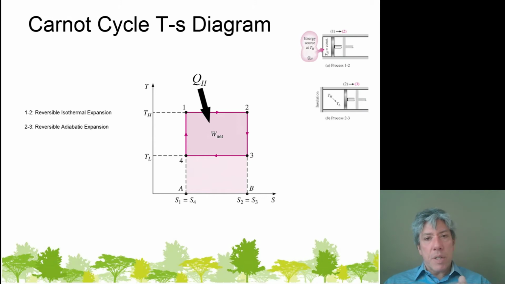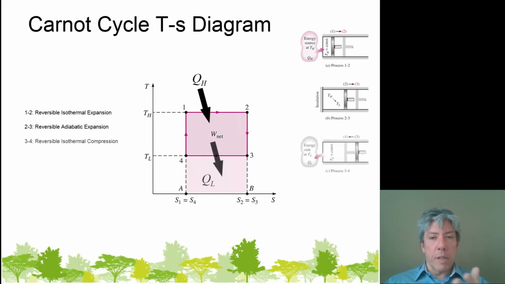So from state 2 to state 3, we have a reversible adiabatic expansion process where the temperature drops, so it makes sense that we've got a drop from state 2 to state 3 on the vertical axis, but there's no entropy change on the horizontal axis. So as we go to state 3, this is one of those two special cases I showed you before. It's just a vertical line and no heat transfer occurs, which makes sense.